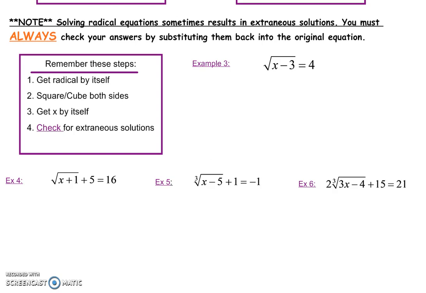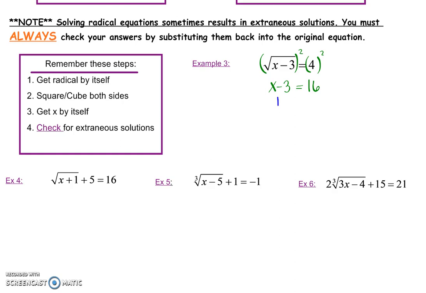Remember these steps, okay? Step 1, get the radical by itself. Well, in example 3, the radical is already by itself, so step 1 is done. Step 2, square or cube both sides. So I'm going to take this and I'm going to square both sides of the equation. The square root and the square cancel each other out, so I'm just left with what's underneath. 4 squared is 16. Please be careful because you cannot imagine how many people say 4 squared is 8. Okay, so just be careful.